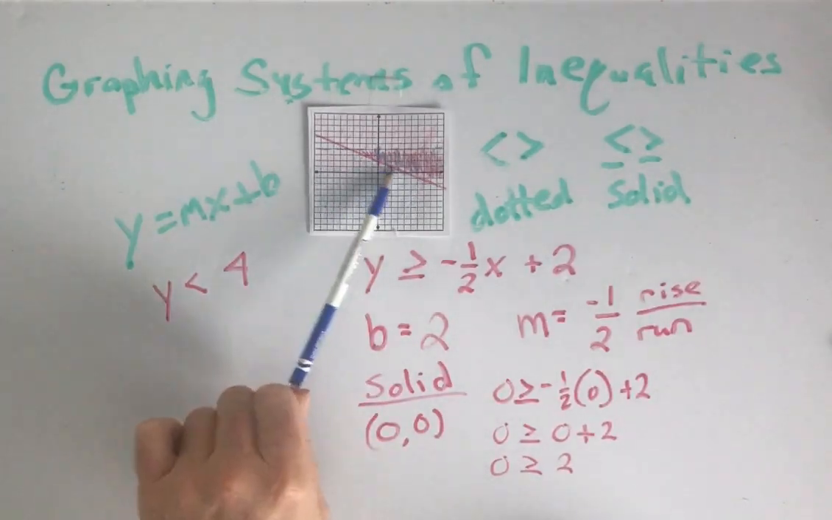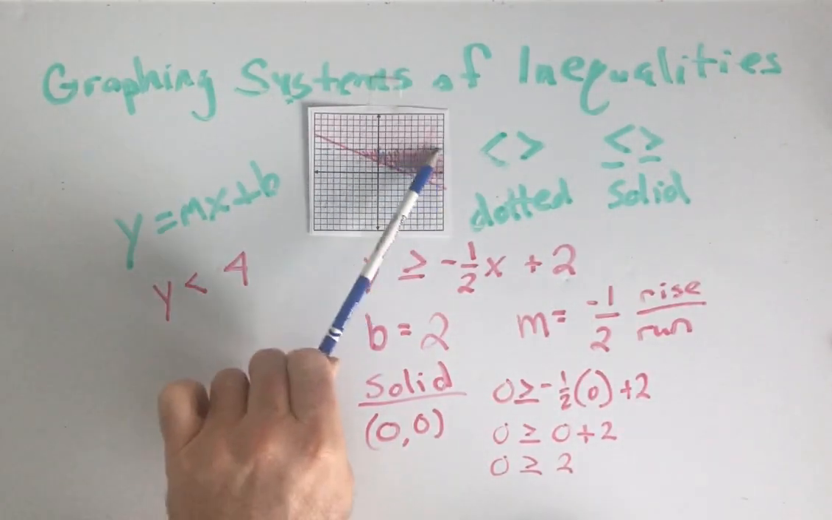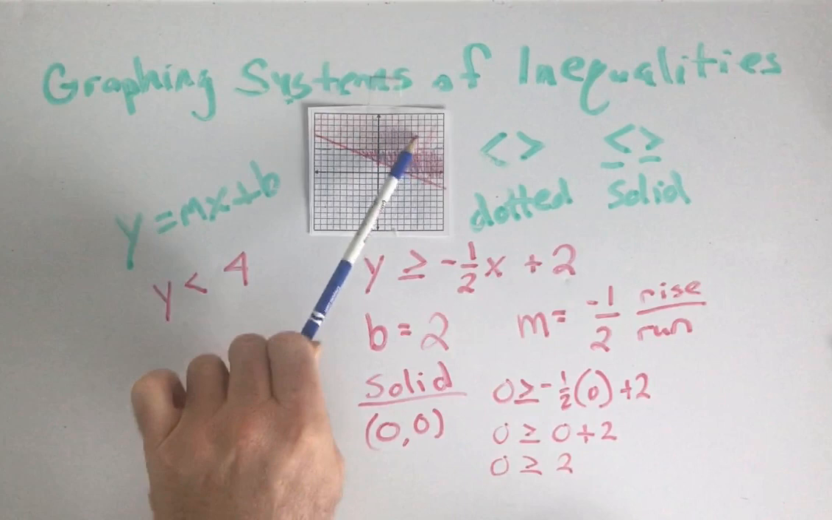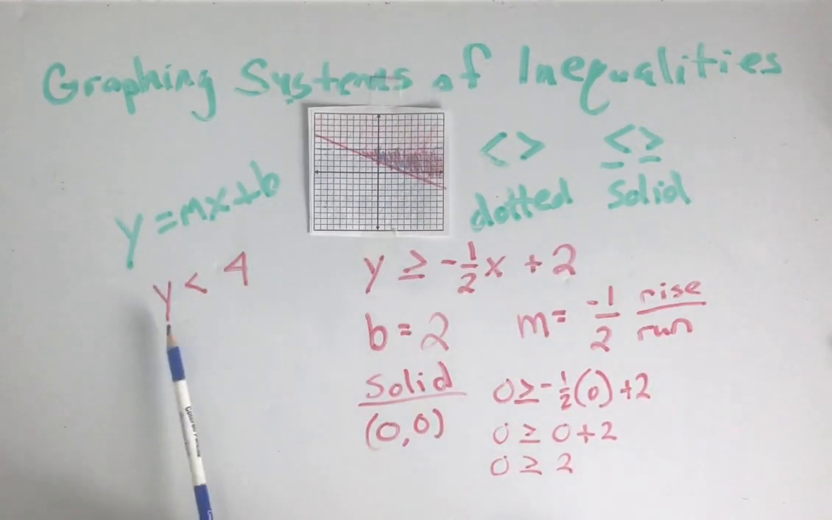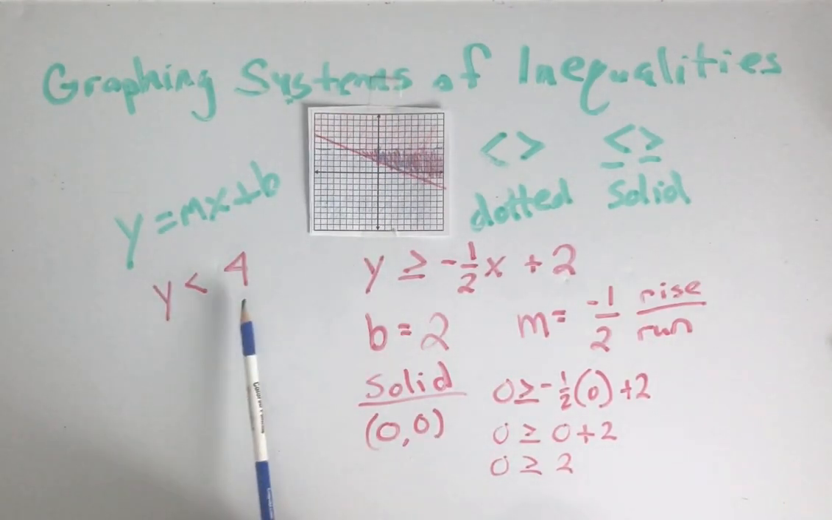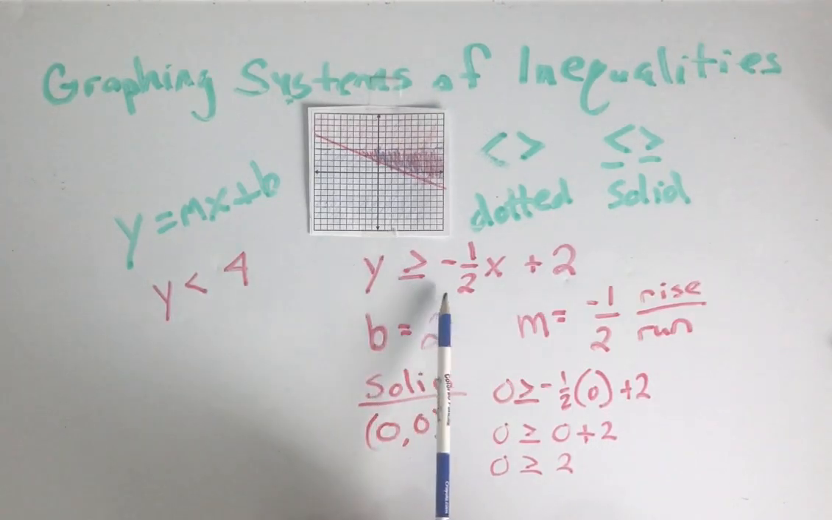And so here's our solution. Our solution is actually this area where the blue and the red overlap. And that's the solution of y is less than 4 and y is greater than or equal to negative 1/2 x plus 2.